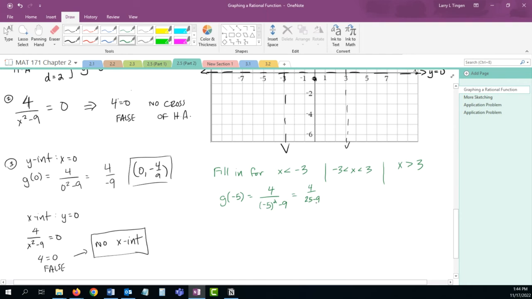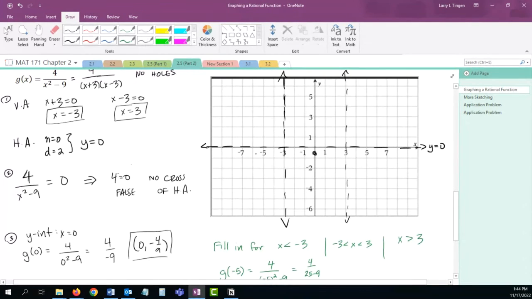25 minus 9 is 16. 4 over 16, which is 1/4. So g at -5 is 1/4. Where is that? That is just above this horizontal asymptote, but it is above it.